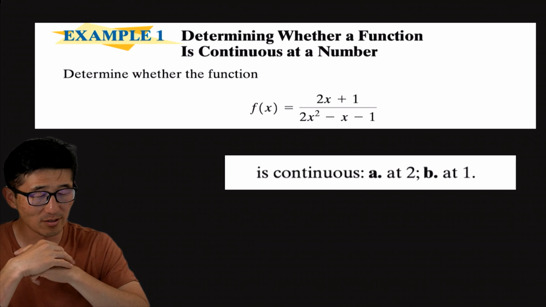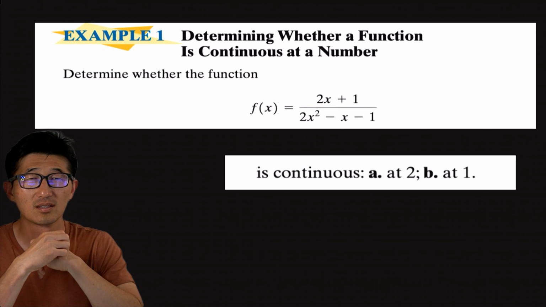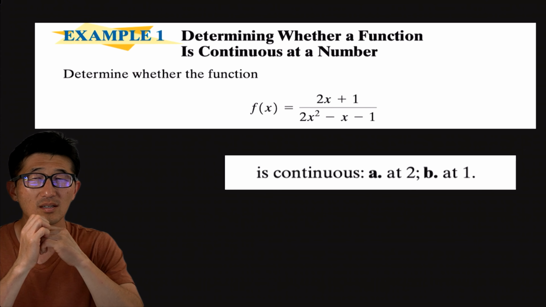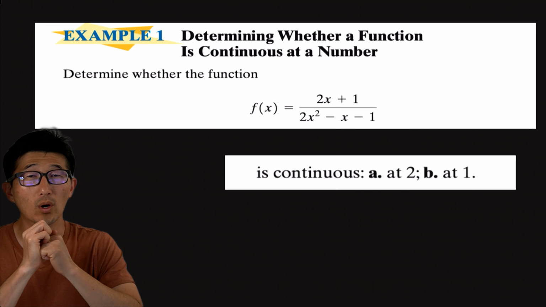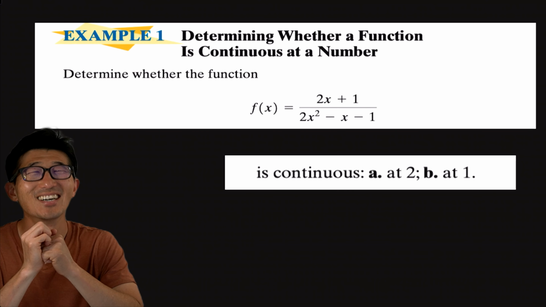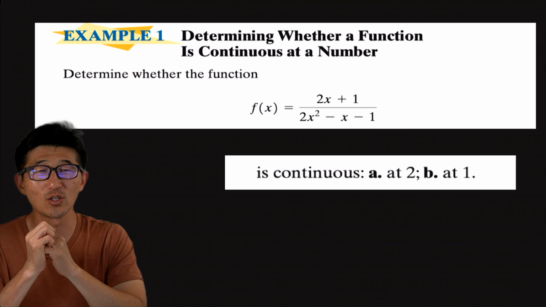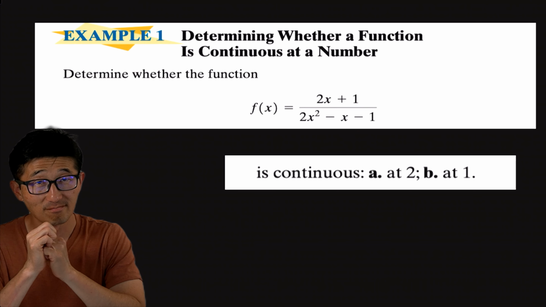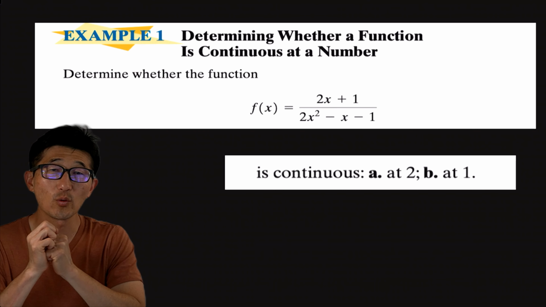Okay, can you read out loud? Determine whether the function f of x equals 2x plus 1 over 2x squared minus x minus 1 is continuous at 2 and at what? Okay, so we need to figure out if it's continuous at two places, 2 and 1.